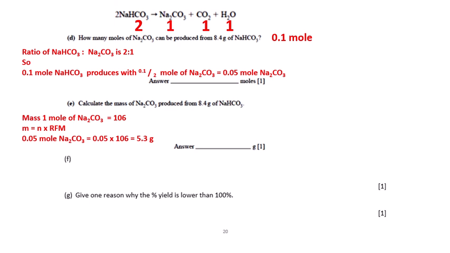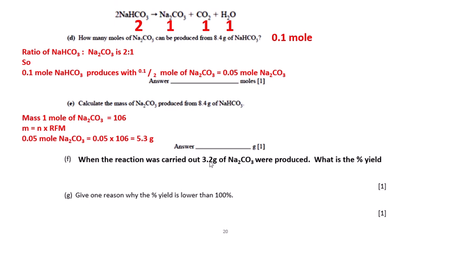Now, part F, there's a little bit of a typing error from your notes. Your notes, I think, say something about sodium hydrogen carbonate down here. So your part F should read, when the reaction was carried out, 3.2 grams of sodium carbonate were produced. So that wee bit there is different from your notes, so if you can change it. And what it then says is, what's the percentage yield?